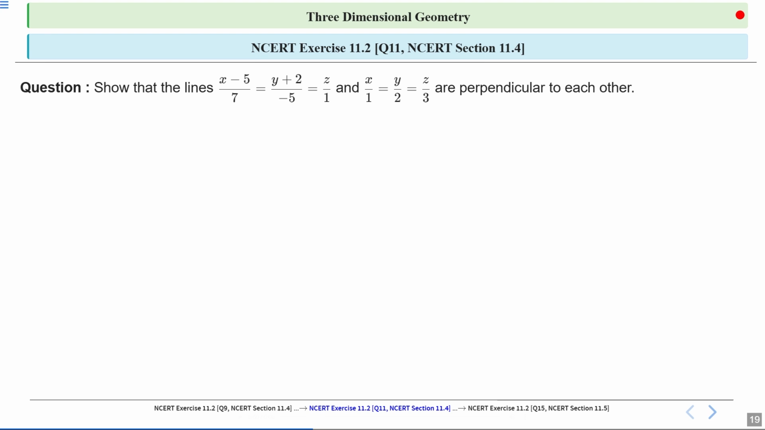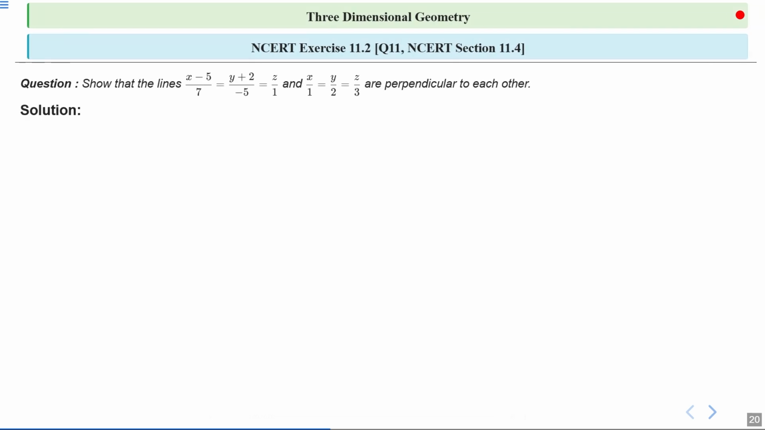Next is NCERT exercise 11.2 question number 11, which says, show that the lines (x minus 5) upon 7 is equal to (y plus 2) upon minus 5 is equal to z upon 1 and x upon 1 is equal to y upon 2 is equal to z upon 3 are perpendicular to each other, right? So let's see how we can solve this. Let's start the solution.